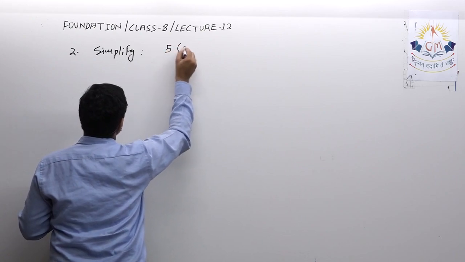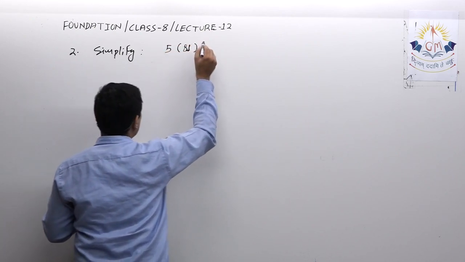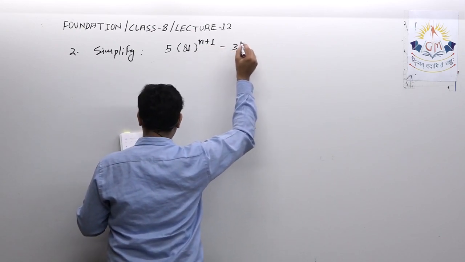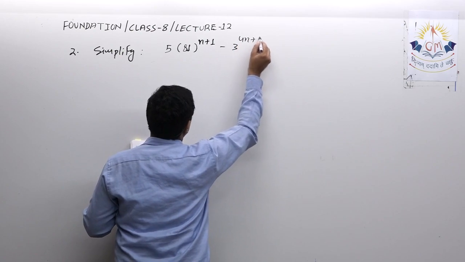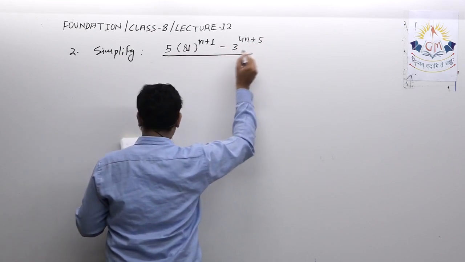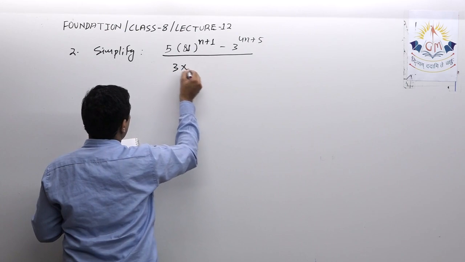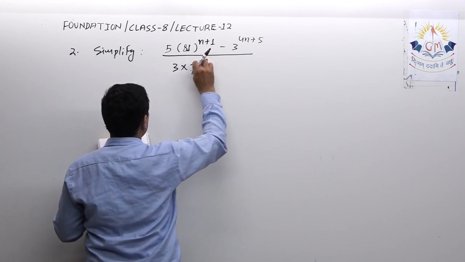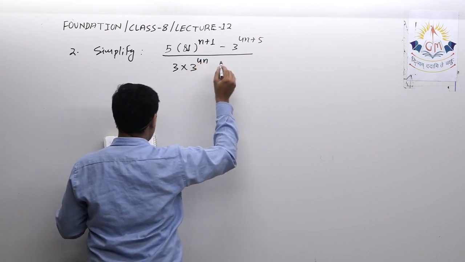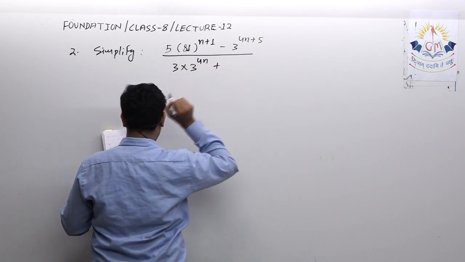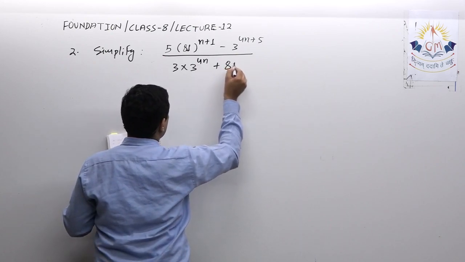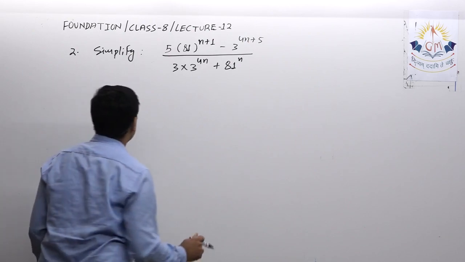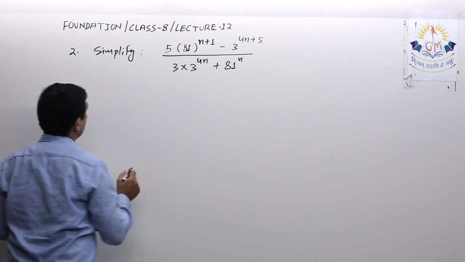Simplify 5 multiplied by 81 raised to n plus 1 minus 3 raised to 4n plus 5, divided by 3 multiplied by 3 raised to 4n plus 81 raised to n. Okay, so let us see how to simplify this.